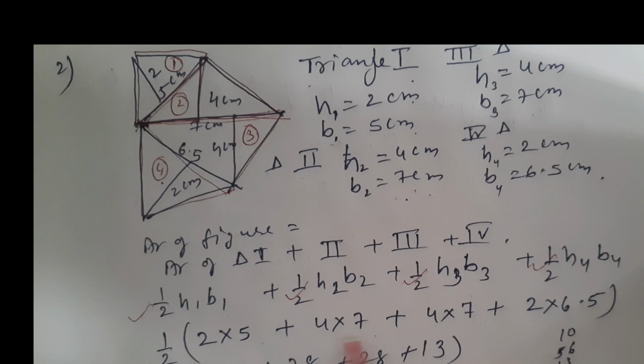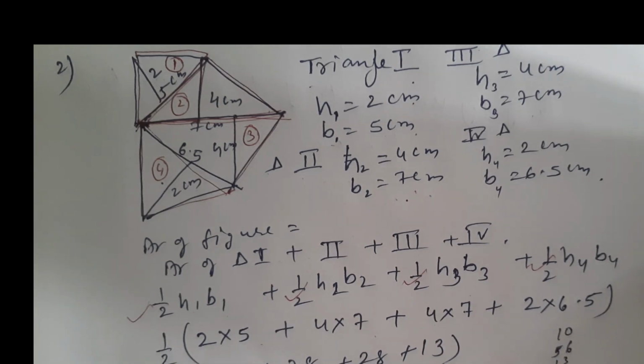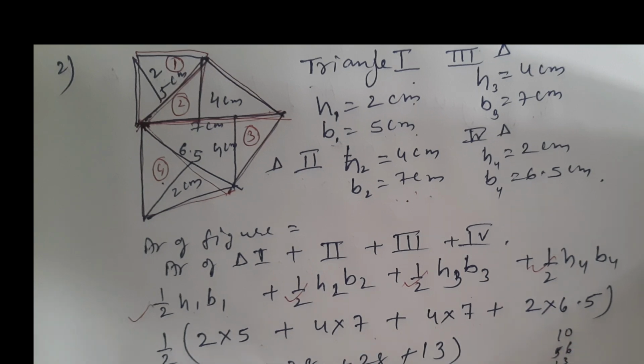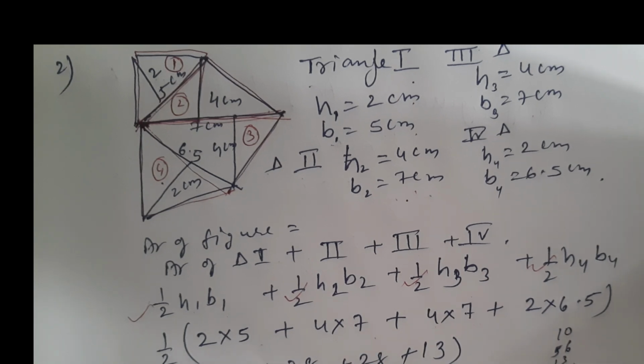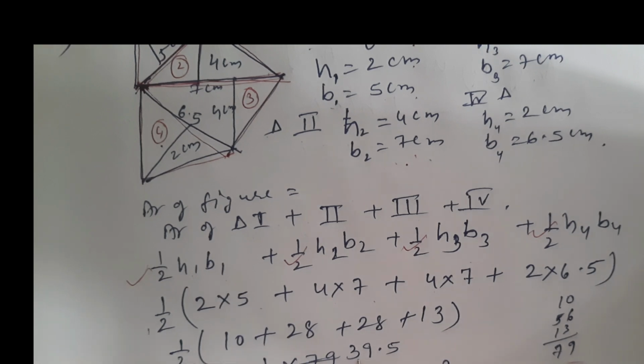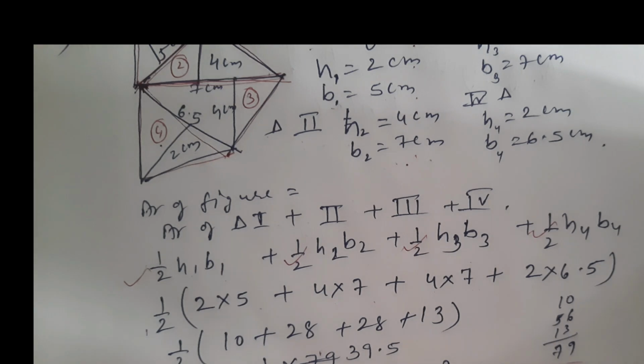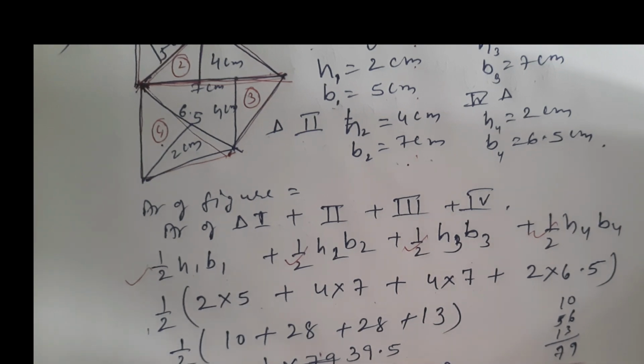5 2s are 10, 7 4s are 28, 7 4s are 28 and 6.5 multiplied by 2 is 13. Now added all the terms together, so after addition we are getting it as 79. So finally half multiplied by 79, 2 3s are 6, 2 9s are 18, so converting it into decimal, 0.5. So final answer is 39.5. If you are finding it difficult to divide directly, then divide it and write down the final answer. So final answer is 39.5.